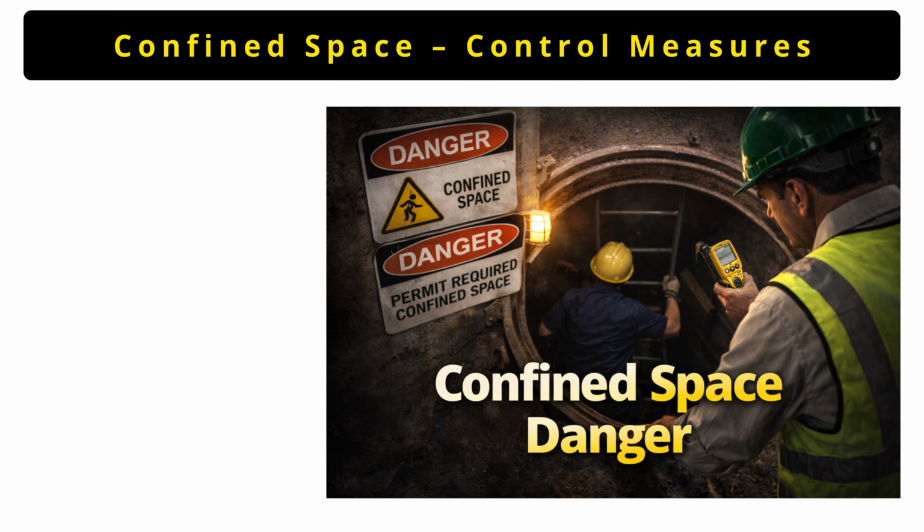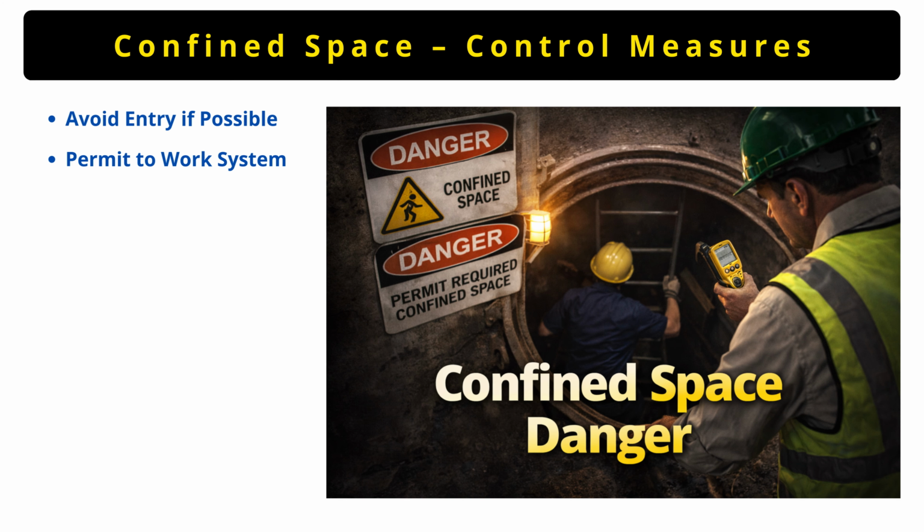Now let's talk about control measures for confined space. The first control measure is to avoid entry if possible. This means if the work can be done from outside, then do not enter the confined space. For example, you can use remote tools or perform cleaning from outside. If entry is avoided, the risk becomes zero. The second control measure is to implement a permit to work system. For confined space, the permit system is very important. It ensures that risk assessment is done, atmospheric testing is complete, and all safety measures are in place.